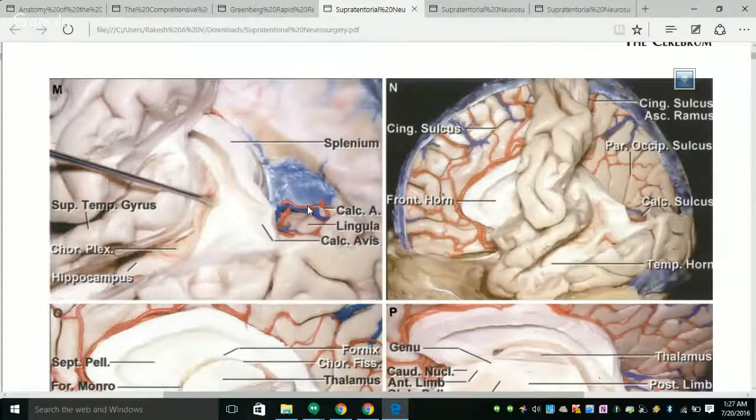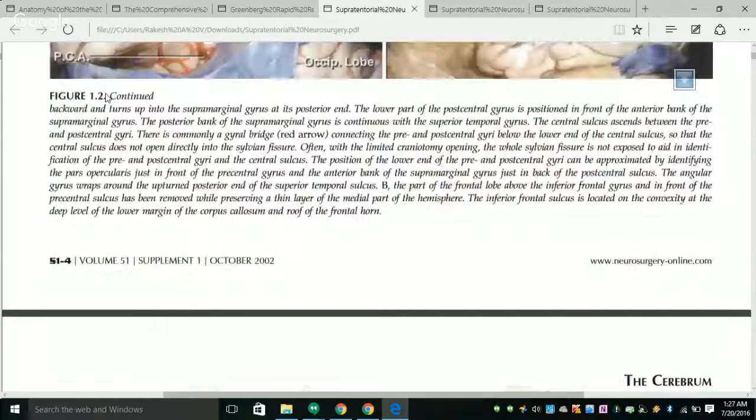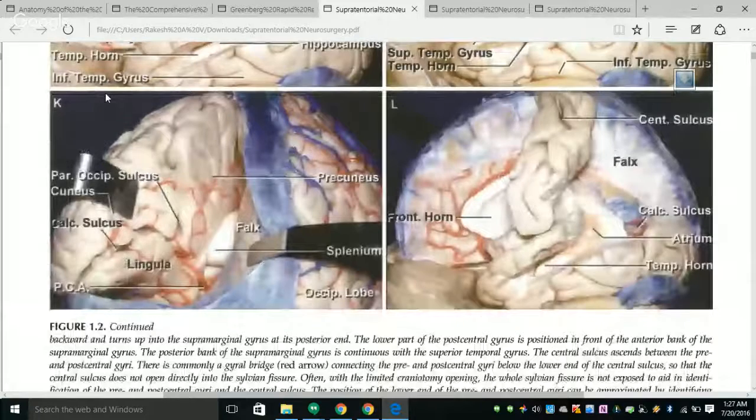As we said, we stopped on figure L. I think I just got some confusion here, so I'll go through figure L again, just not to make confusion. Figure L states the parietal lobe above the level of the calcarine sulcus has been removed. So the parietal lobe above the level of the calcarine sulcus, which we can see here, has been removed.